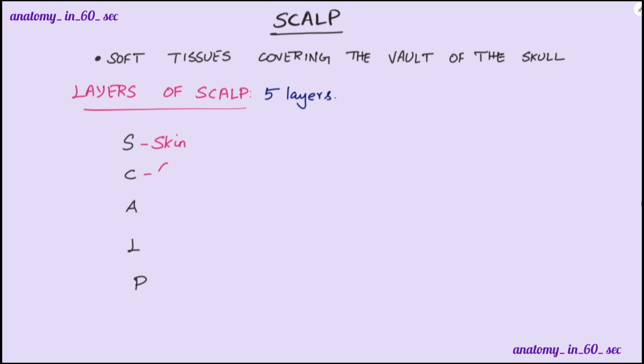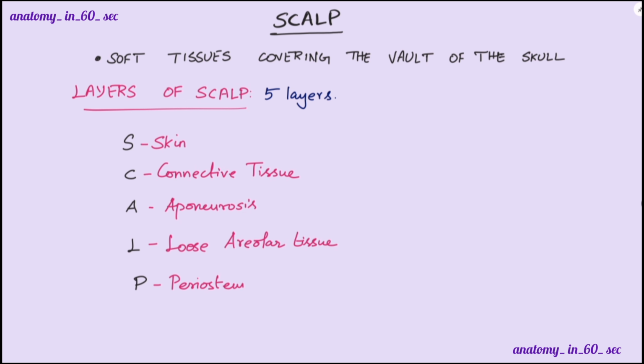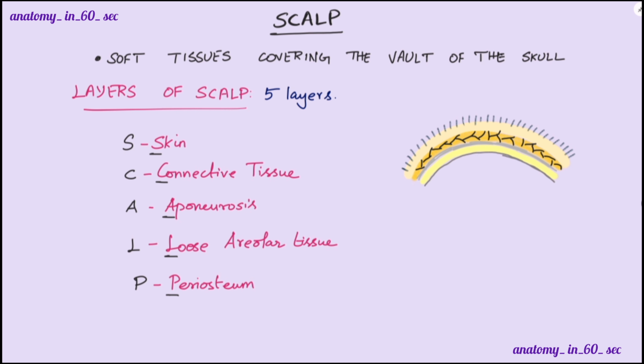Skin, connective tissue, aponeurosis, loose areolar tissue and the periosteum. The first letter of all the words forms the term SCALP. First is the superficial layer, that is, skin, which is hairy. Second layer is dense connective tissue, which is divided by many fibrous septa into small pockets. Third layer is formed by the aponeurosis of occipito-frontalis muscle. Fourth layer is by the loose areolar tissue, and the fifth layer is the periosteum covering the skull bones.